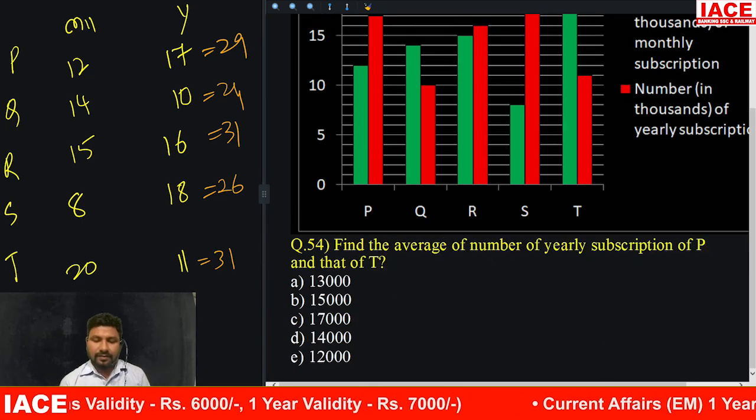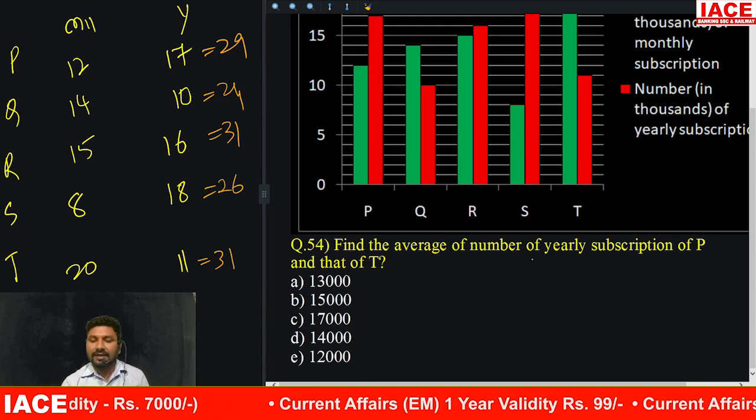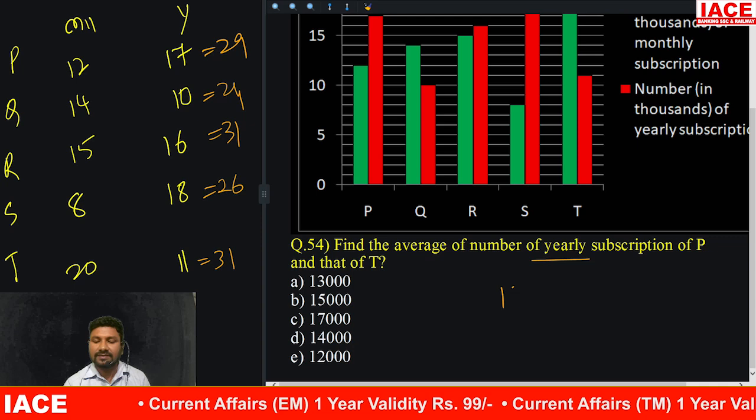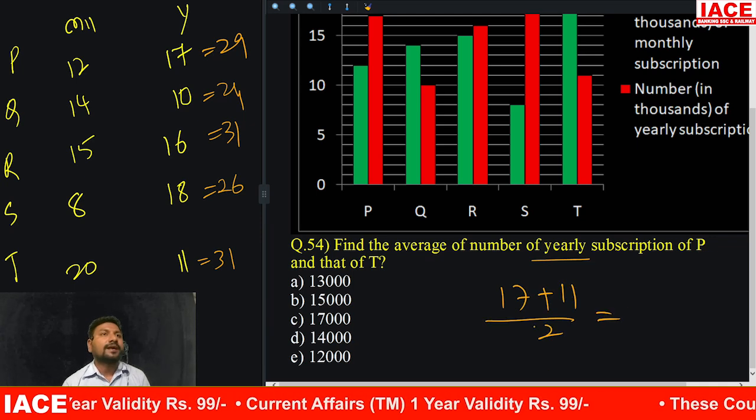Option C. Find the average number of yearly subscription of P and that of T. Yearly subscription of P, P value is 17 plus T. T value is how much? 11. So 28 by 2 equal to 14.